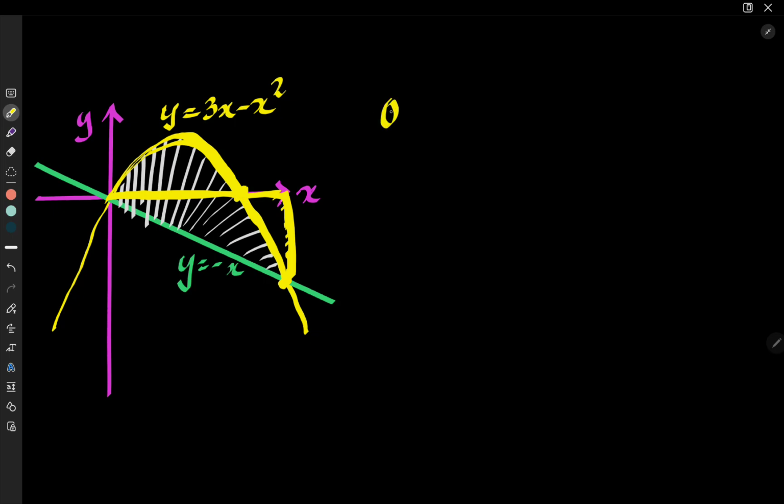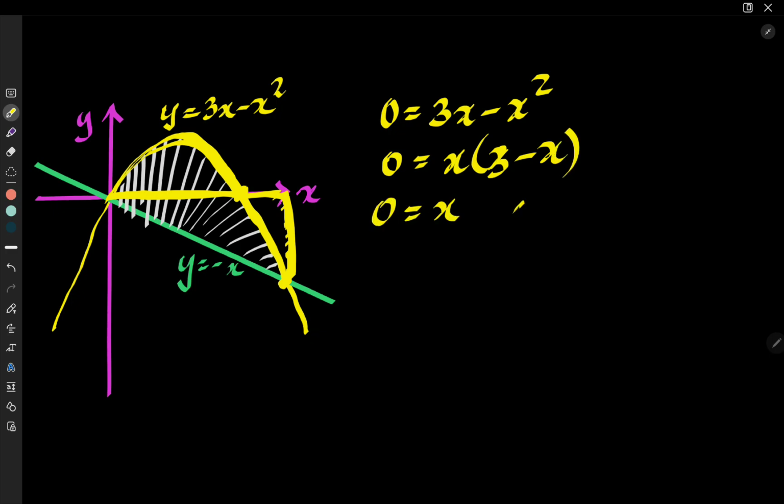With that, we let 0 equal 3x minus x squared. Then we can factor out x, giving 0 equals x times (3 minus x). Then we can say 0 is equal to x, or x is equal to 3. So at that point, the value of x is 3.